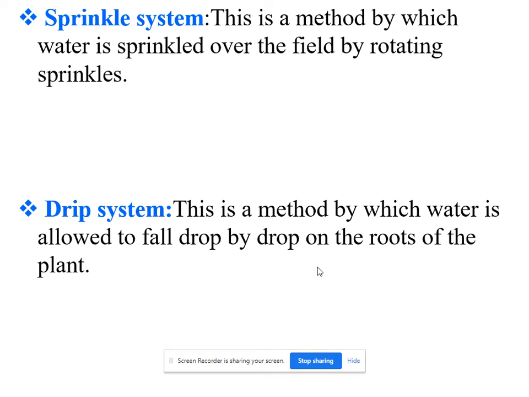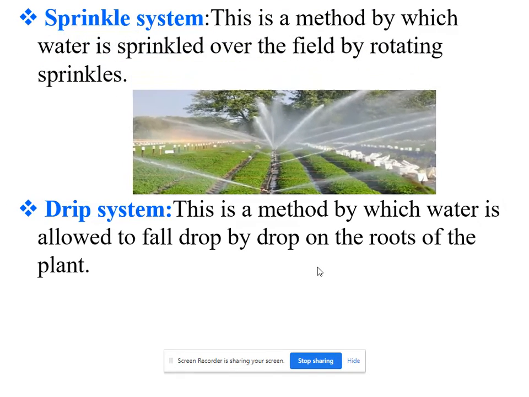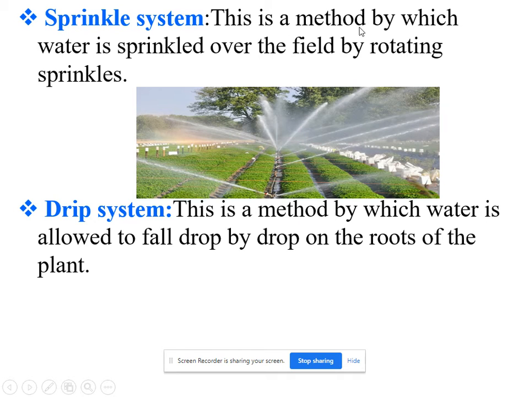One is the sprinkler system. So what is that sprinkler system? See the picture of the sprinkler system. This is a method by which water is sprinkled over the field by rotating sprinklers. What does it mean? You can observe the picture. In this picture, the water pumps are running in the field, and to the pipes some nozzles are connected. As the water moves inside the pipe with heavy pressure, the nozzles start to rotate so that the water is equally distributed in the form of sprinkles throughout the land, right?